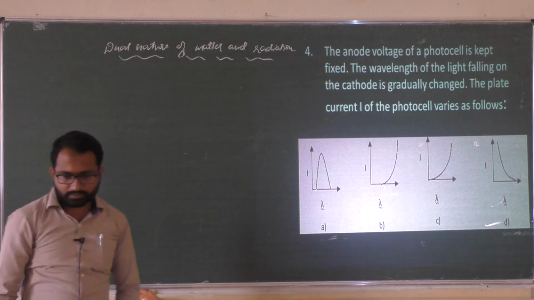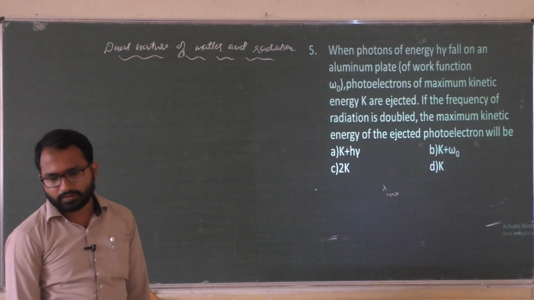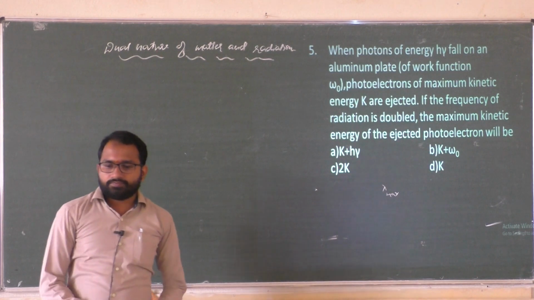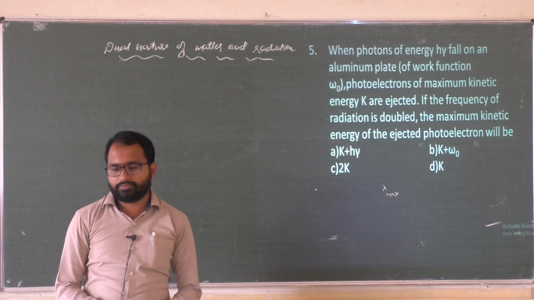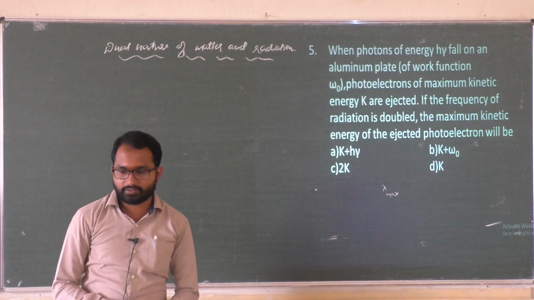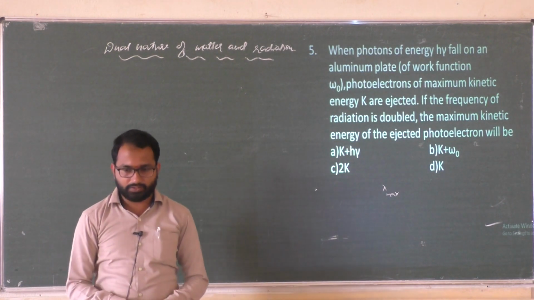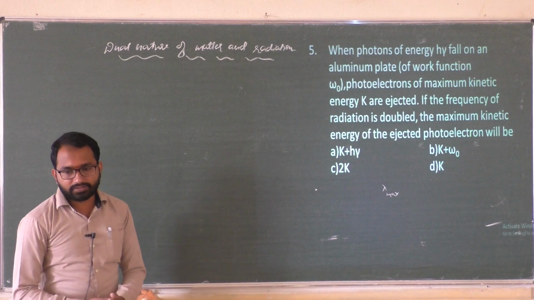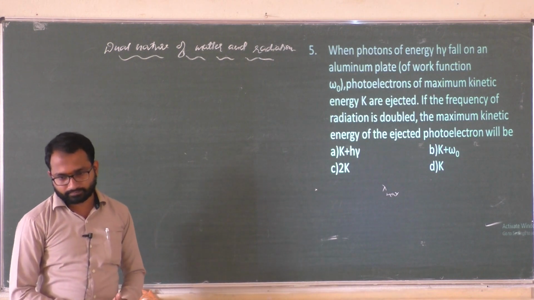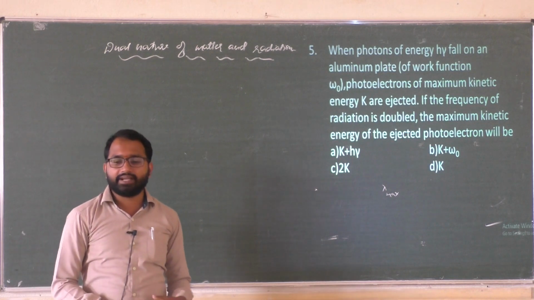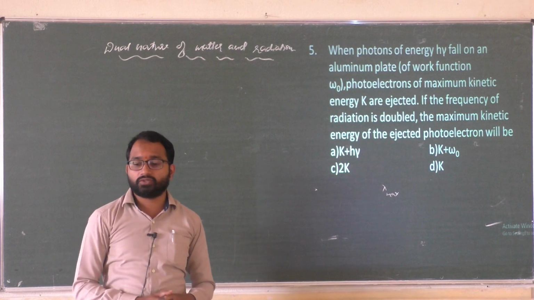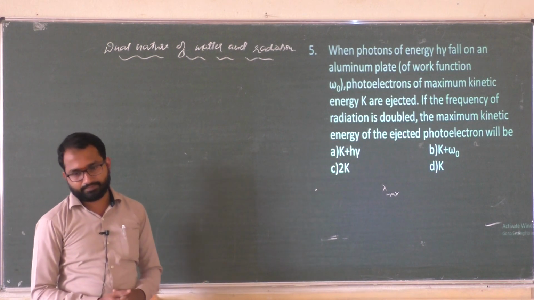Okay, the next question, question number 5. When photons of energy h nu fall on an aluminum plate of work function omega naught, the photoelectrons of maximum kinetic energy K are ejected. If the frequency of radiation is doubled, the maximum kinetic energy of the ejected photoelectron will be.